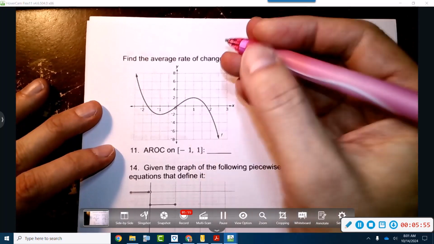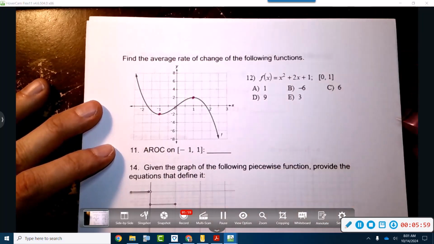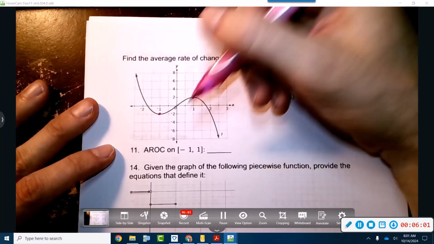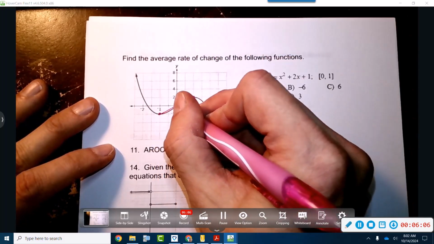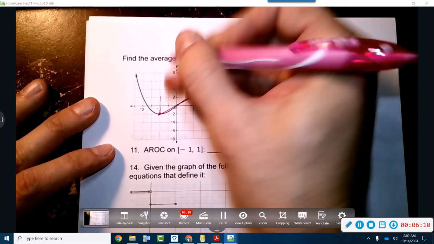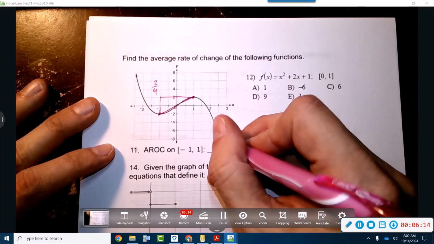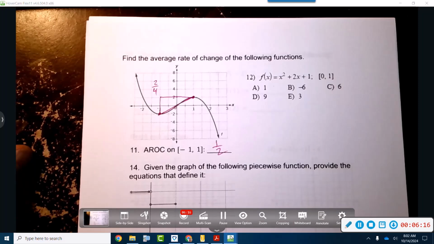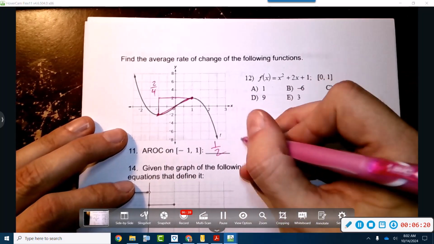All right, so for the average rate of change from -1 to 1, all you've got to do is find the slope. If you have the graph, just find the slope from here to here. So we went up 2, and we went over 4. So it looks like the average rate of change is actually a half.